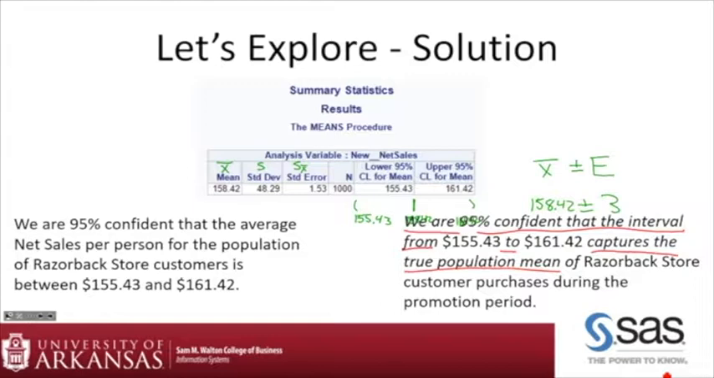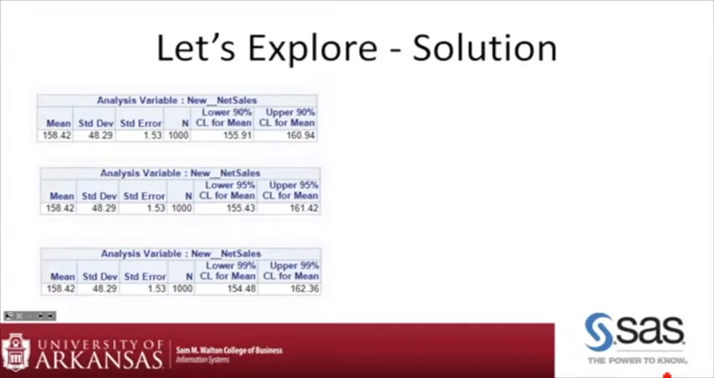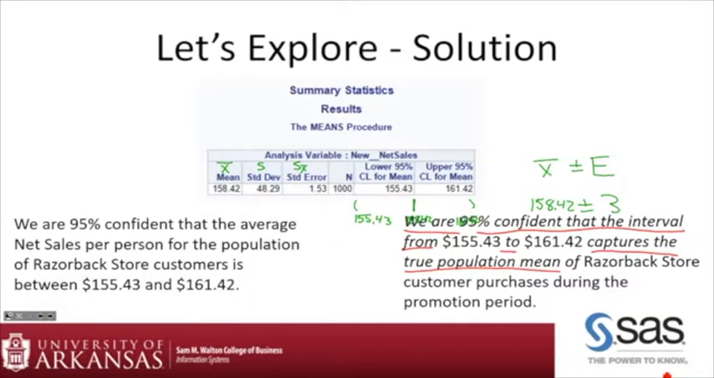So now instead of just saying that, given the sample data that we have, on average our net sales are $158 per customer, now I'm saying that it's between $155 and $161 per customer. And that was for a 95% confidence interval. Because of the size of that confidence interval, does that really make you change your interpretation for your boss?